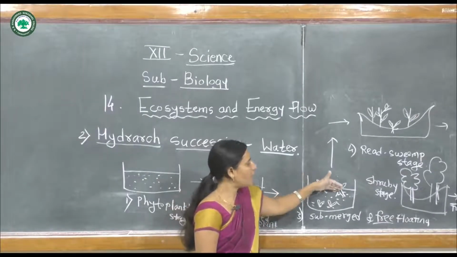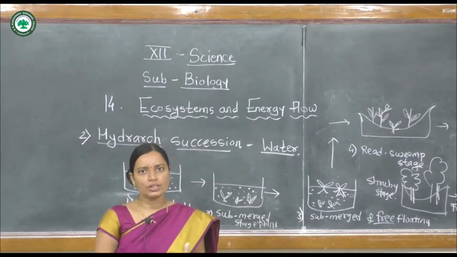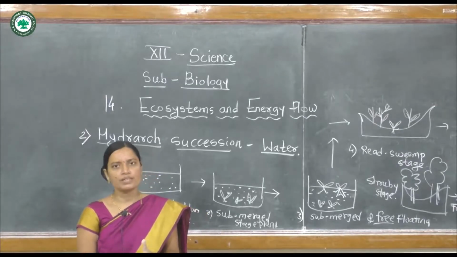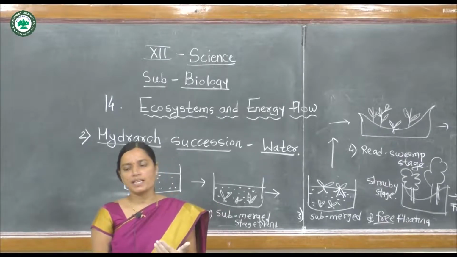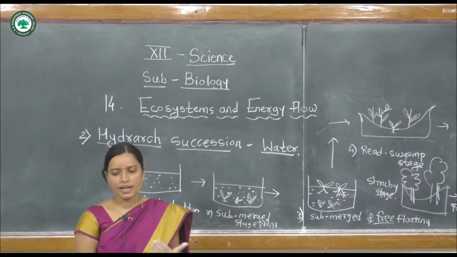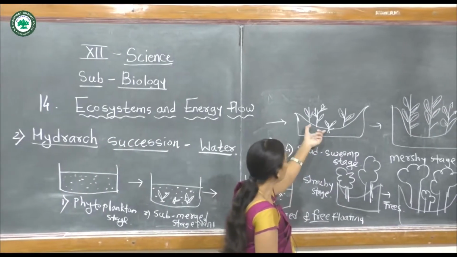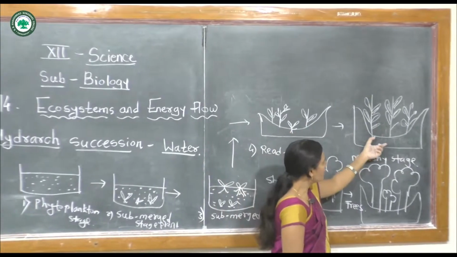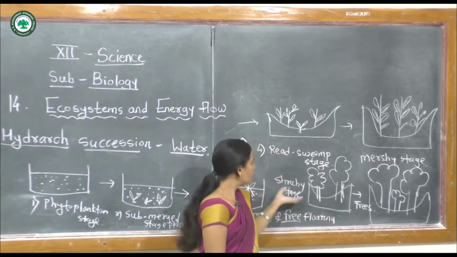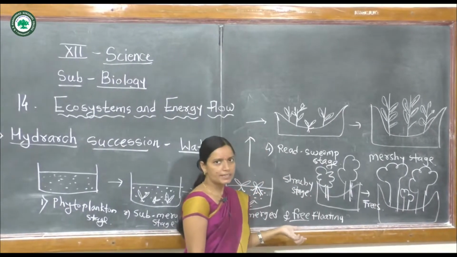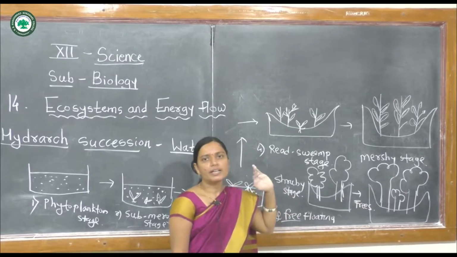Many plants are present on the water surface, like root-floating angiosperms such as lotus, free floating plants like pistia, and then reed swamps like typha. The reed swamp plants like typha increase in height. Later comes the marshy stage, and later the shrubs and trees. In the shrubby condition, this succession, which occurs in water, later converts into the terrestrial form.